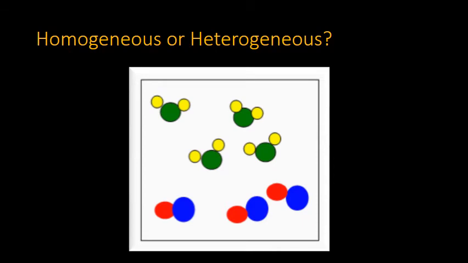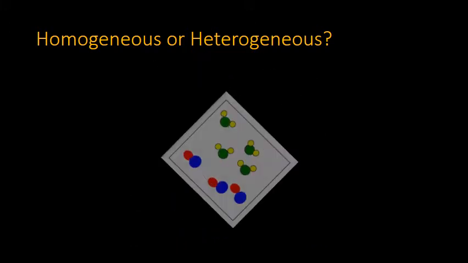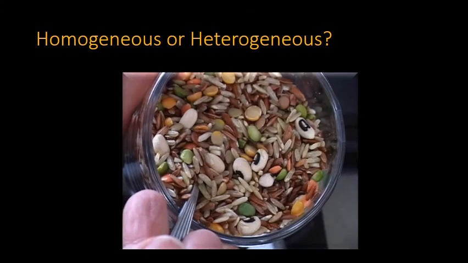So is it homogeneous or heterogeneous? This one is hetero. You have different stuff here and different stuff here. It's not a nice uniform mixture. Homo or hetero? Yeah, it's hetero. You can see clearly that there's different properties in different stuff.